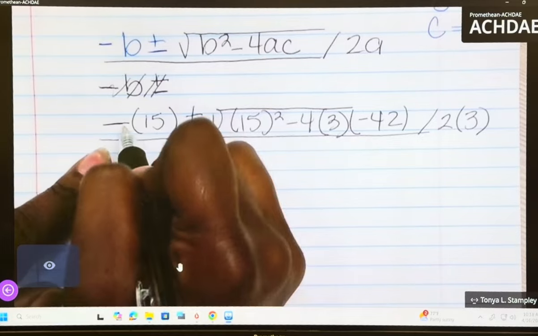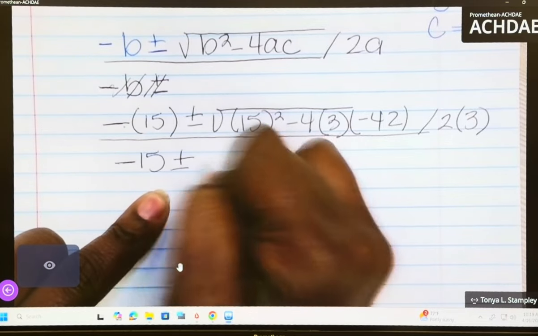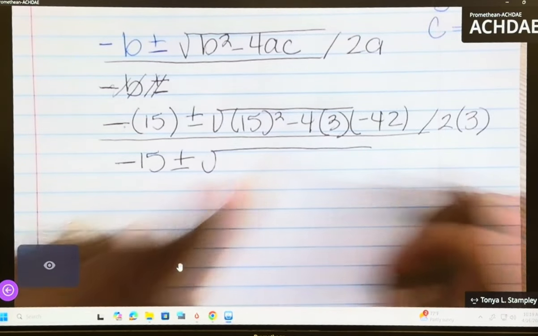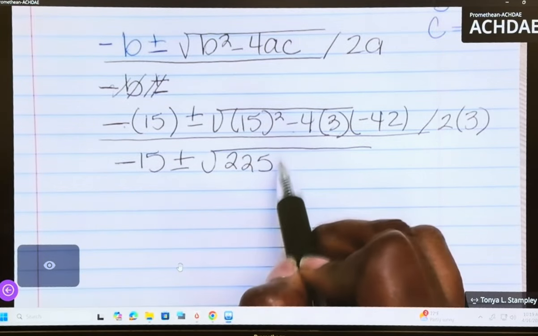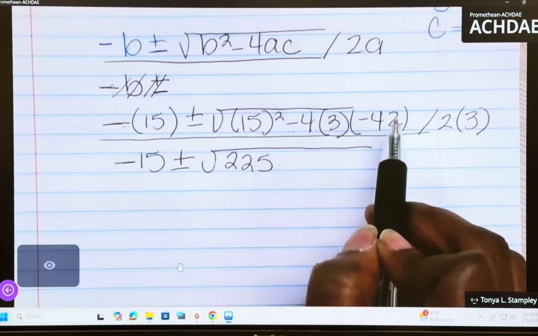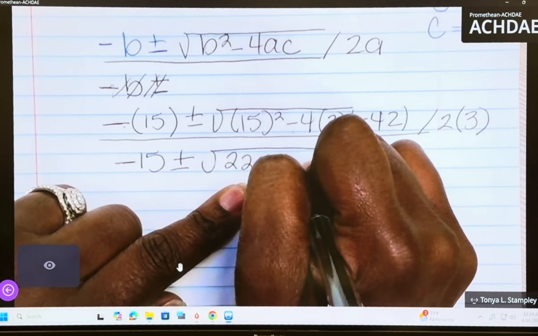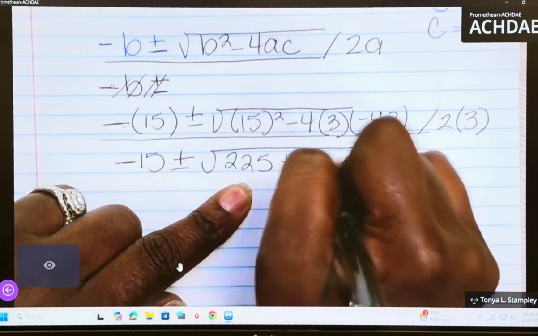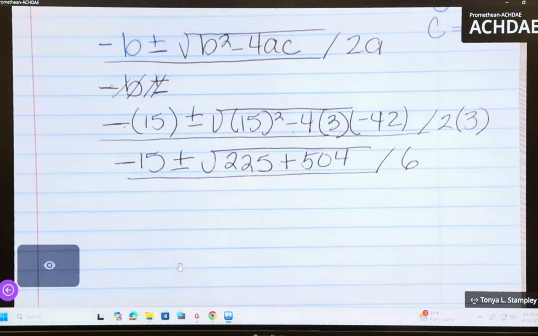Okay, good. So now the opposite of positive 15 is going to be negative 15 plus or minus the square root. 225 is our 15 squared. Now, do I just bring this sign down? No, I'm going to put it in my calculator. Negative 4 times positive 3 times negative 42. And what am I going to get? 504. Okay, and then all of this is over 6.